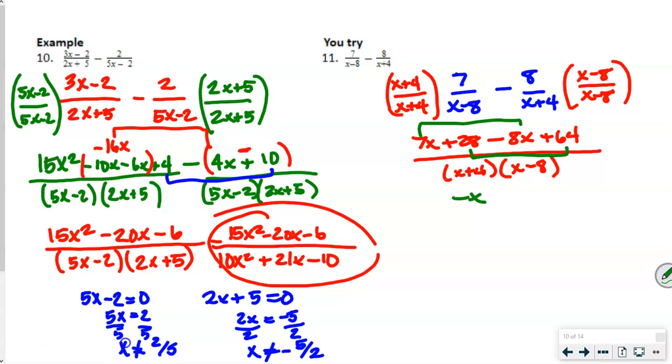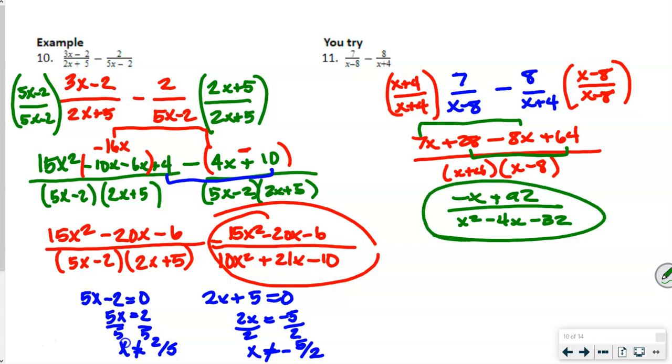Where's my cheat sheet over here somewhere? I think it's 92 plus 92 over, again. Now we can go ahead and multiply out that x plus 4 times x minus 8. That would give us x squared, and that's minus 4x minus 32. Okay, that would be our answer. And recall again that we got to set these factors equal to 0. So that would be x plus 4 equals 0, so x cannot equal negative 4. And then we've got x minus 8 equals 0, so x cannot equal 8.